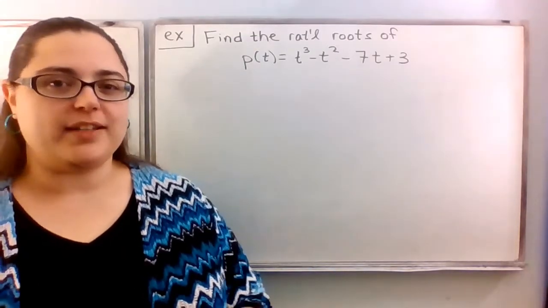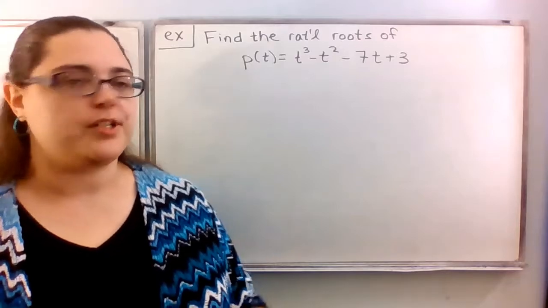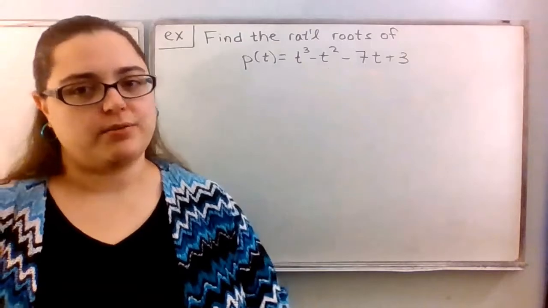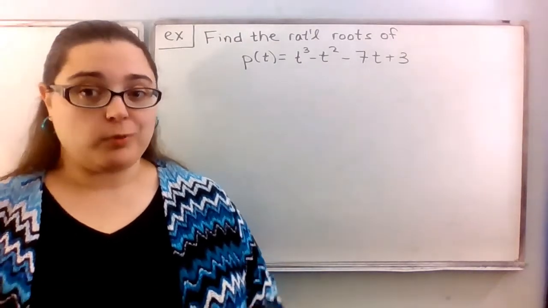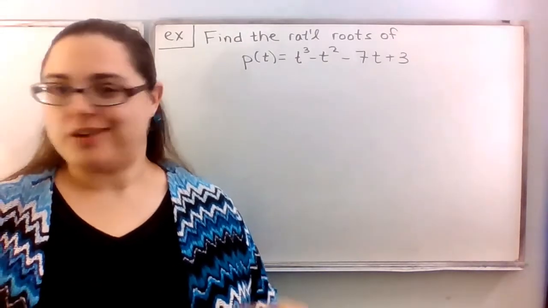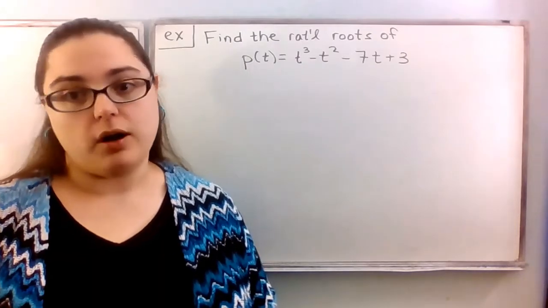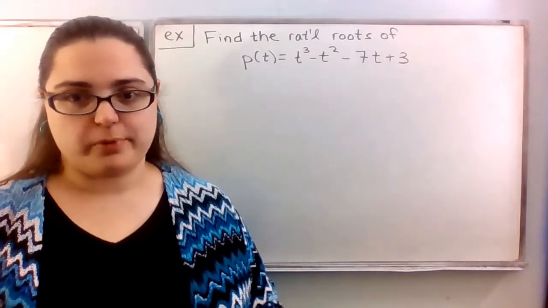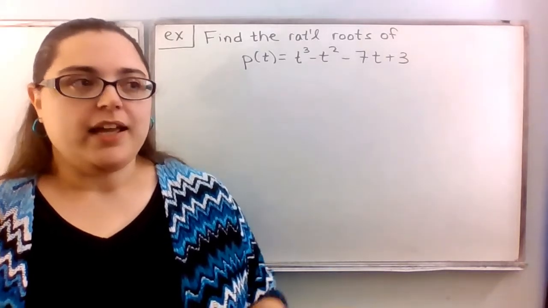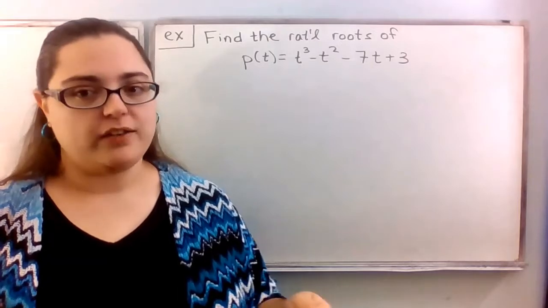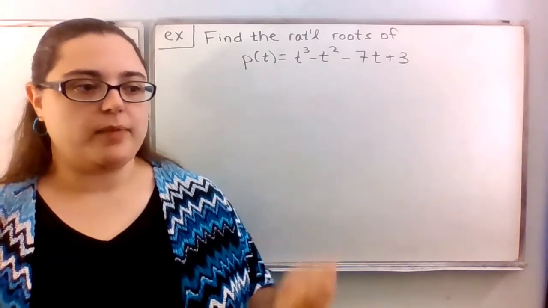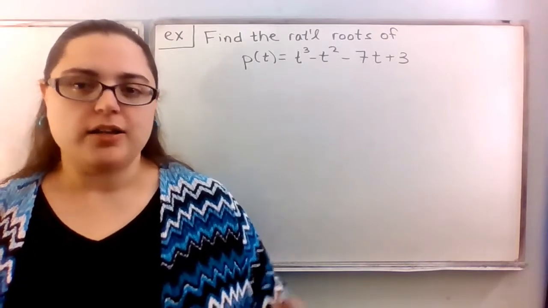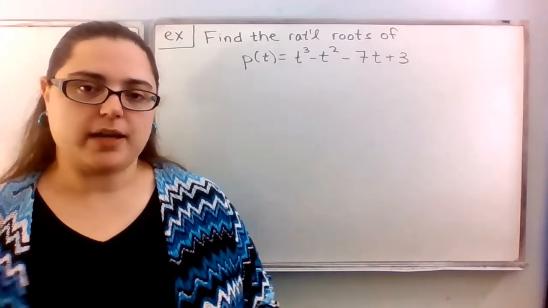For this example, we need to find the rational roots, or the rational zeros, of P of t, which is t cubed minus t squared minus 7t plus 3. Now, ordinarily, when we go to factor a polynomial, we might start looking for specific forms that we may know. So for example, if I have x squared minus 9, I know that that's a difference of perfect squares, so I can factor it. If it has the form x cubed plus 1, then that's a sum of perfect cubes, and we can factor that using formulas that we may have memorized in the past.